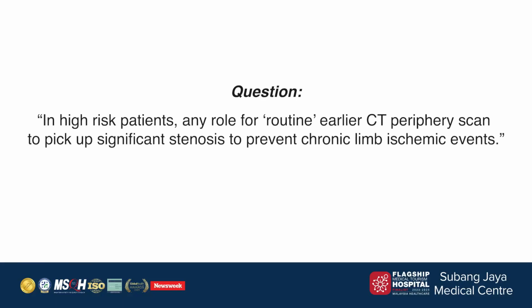In high-risk patients, is there any role for routine early CT peripheral angiogram to pick up significant peripheral arterial disease? Yeah, in my opinion, no, because I think the easiest test to be done is an ankle brachial index. A CT angio of the lower limbs is usually done if we want to plan for a revascularization procedure. So to answer it, no, we would just do an ABI for it.